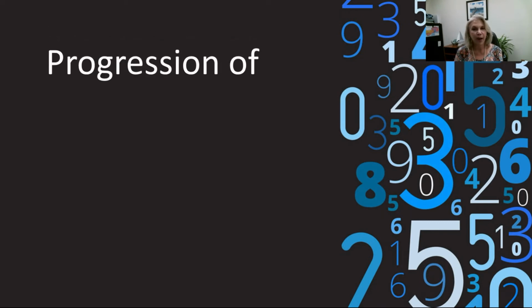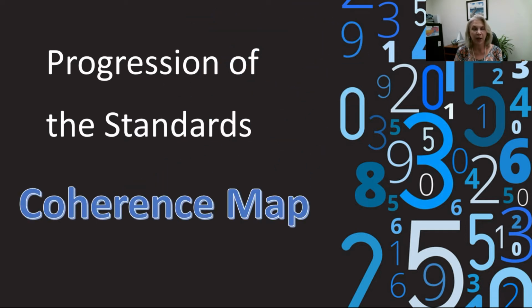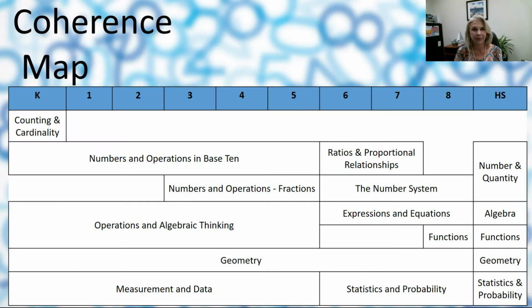So you may be thinking, what is the progression of our mathematical learning from kindergarten through high school? Today, I would like to share the progression of the mathematical standards using a coherence map. This is an example of the coherence map for the Mississippi College and Career Readiness Standards for Mathematics.